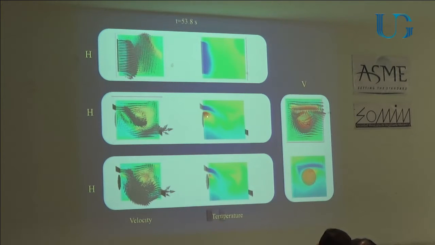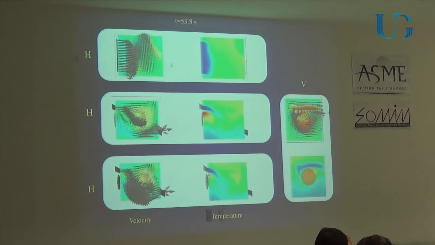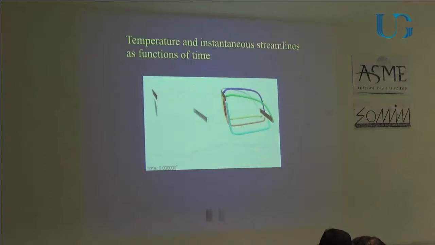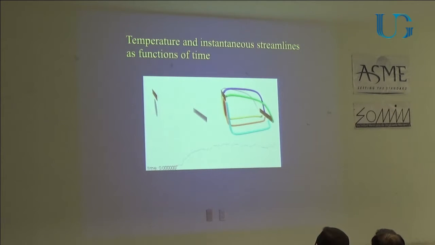This indicates that the hottest region is in here, but the hottest region is very close to the entrance of the cold fluid, so the hot fluid is correctly dragged away from the hot spot. So this system is working the way we want it. Now, in order to show you the complexity of this motion, I'm going to show you, well, I hope it's going to work.